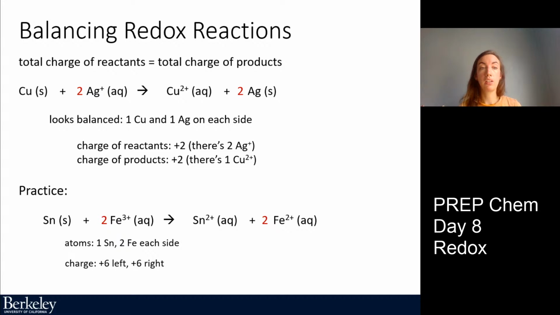That's what we're doing when we're checking that the charge on our reactants matches the charge on our products. We're making sure that electrons are conserved. Because if we didn't do that, and we had a +3 charge on one side and a +4 charge on one side, that means an electron has just appeared or disappeared, and that doesn't work.